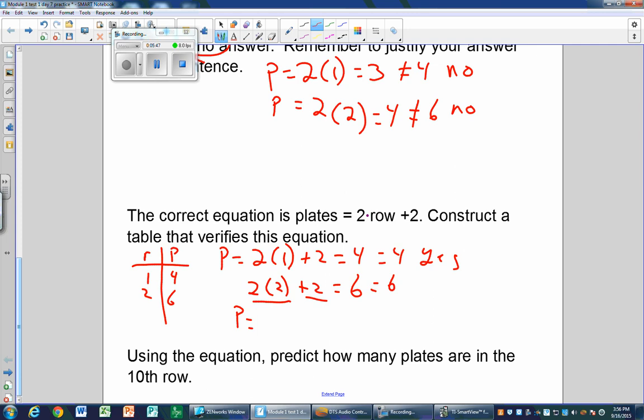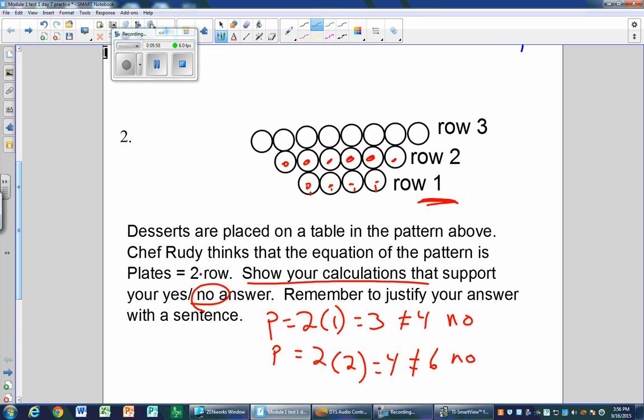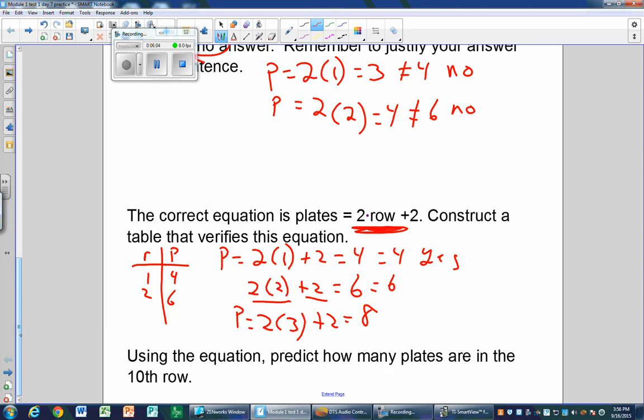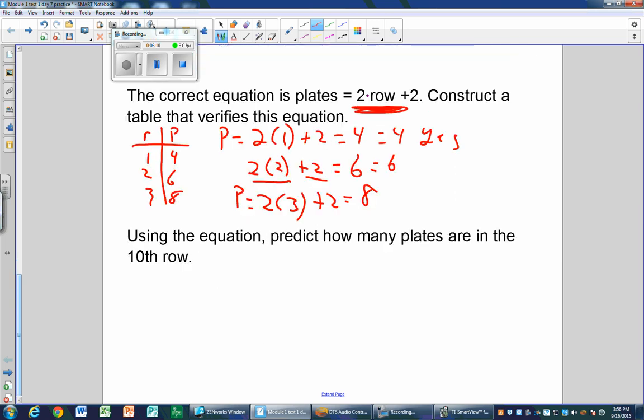Plates equals 2 times 3, row 3, plus 2 is 8. Let's see how many work, because we never counted that. 1, 2, 3, 4, 5, 6, 7, 8. It checks. Row 3 is 8. I am now done. Now let's do part 3.